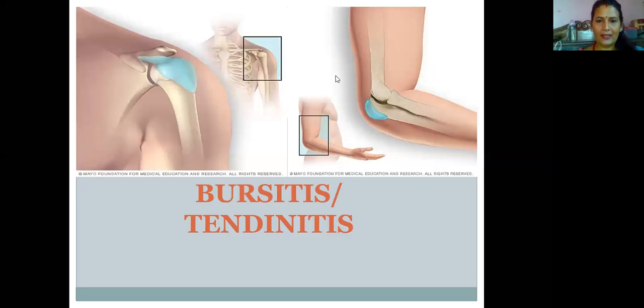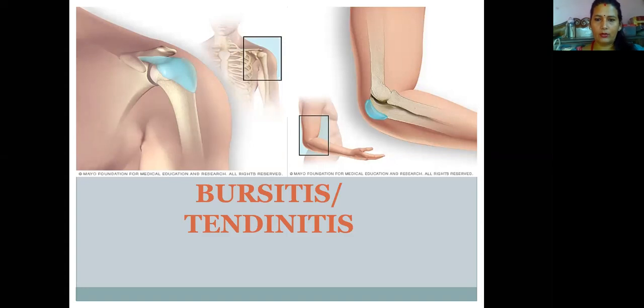Okay, bursitis and tendinitis. Both conditions are composed of two words: bursa plus itis, and tendon plus itis. Itis means inflammation. We all know that. The inflammation of the bursa is called bursitis, and inflammation of the tendon is called tendinitis. This is just about the word only.